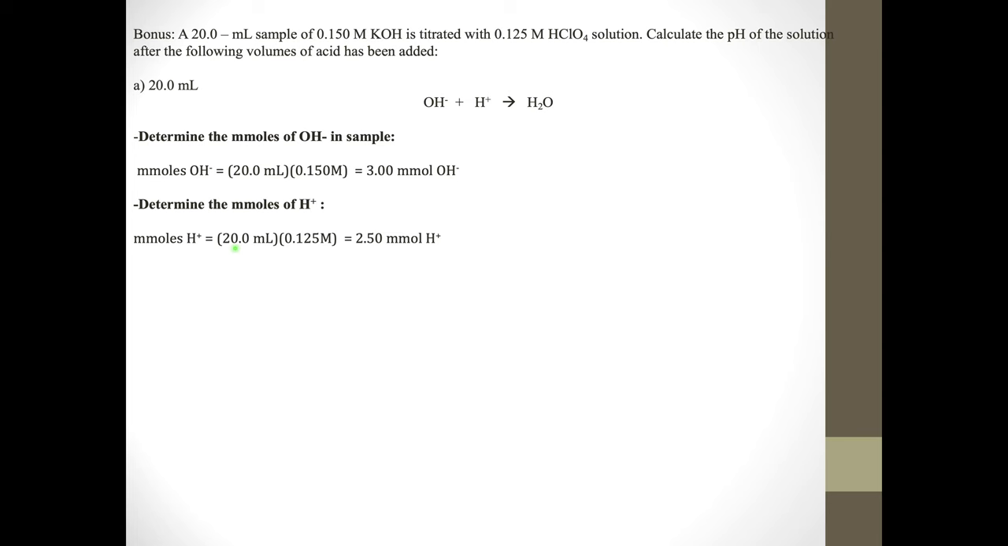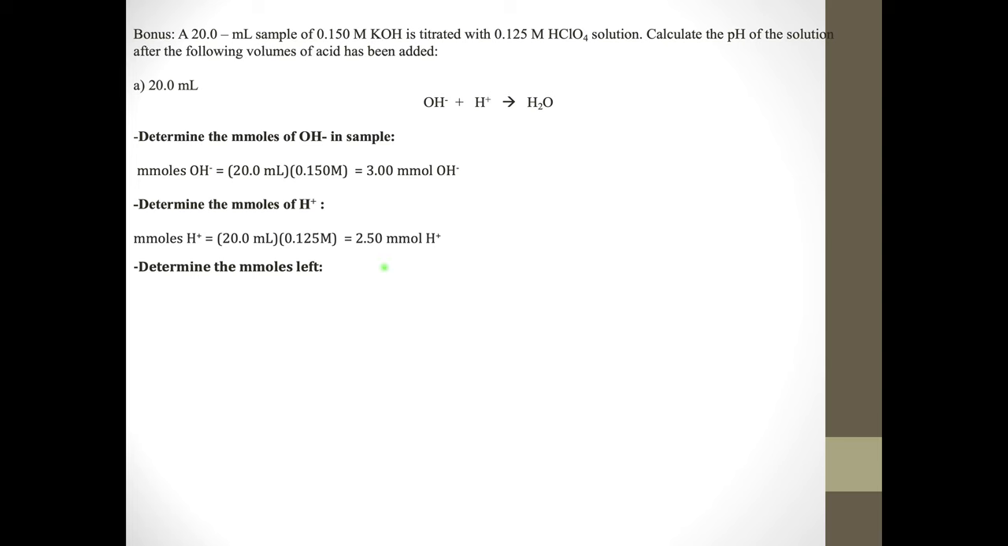The first part is to determine the millimoles of hydroxide in the sample. To do that, we multiply the volume times the concentration, and it's going to be equal to 3 millimoles of hydroxide ion. This is the millimoles that we have in the sample. In the first step, we add 20 mL of the perchloric acid, so we need to determine the millimoles of hydrogen that we add. It's the volume of the acid times the concentration of the acid: 20 milliliters times 0.125 molar is equal to 2.50 millimoles of hydrogen ions. Now we need to determine the millimoles that are left when both of these react.